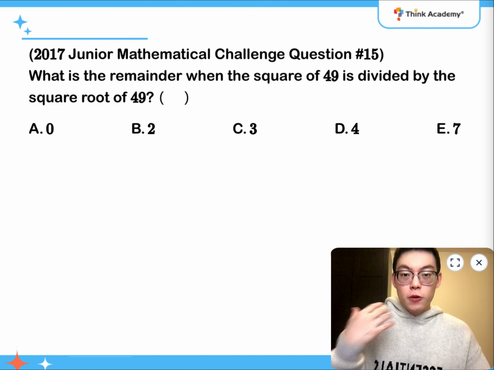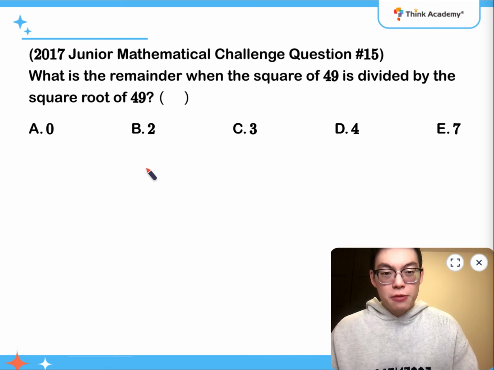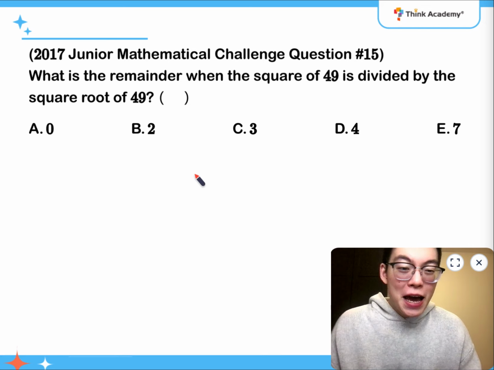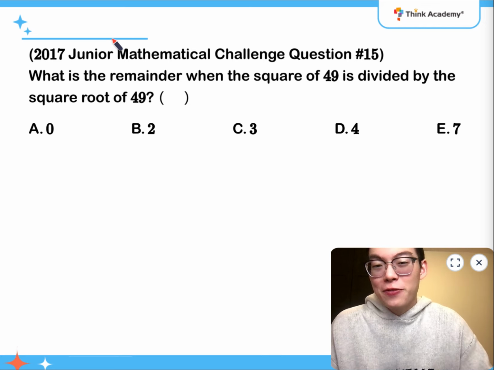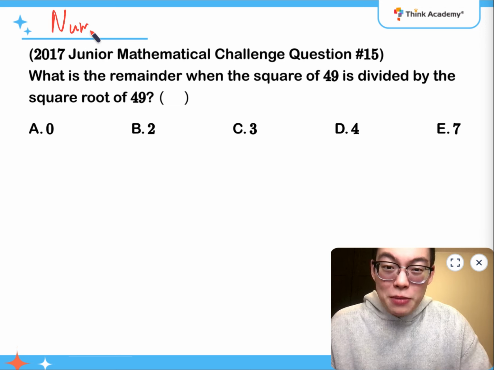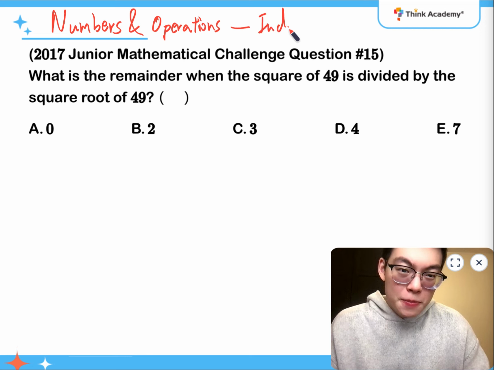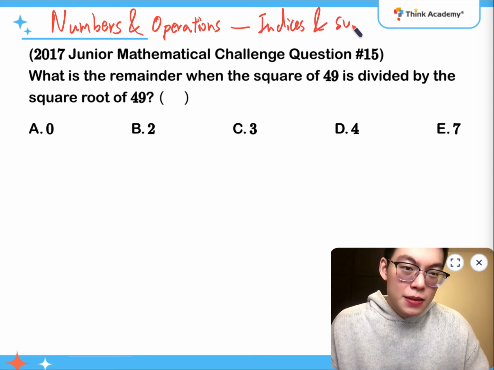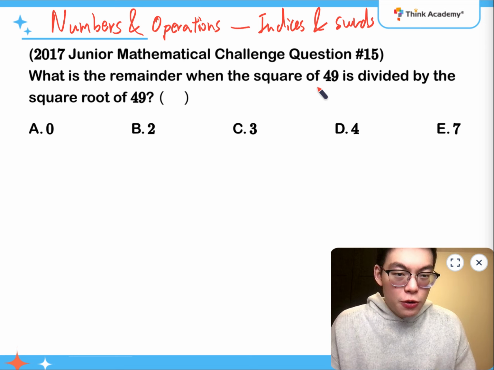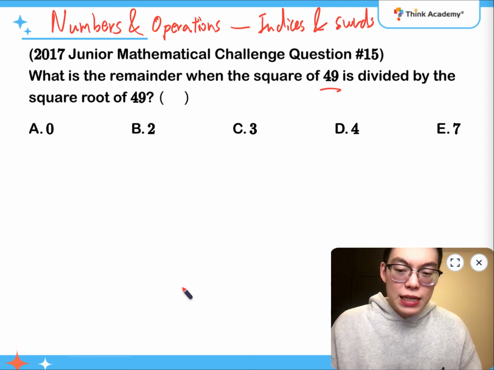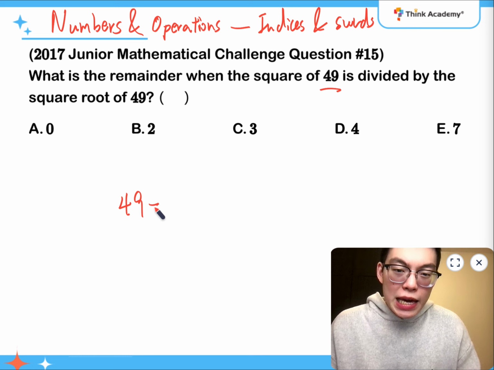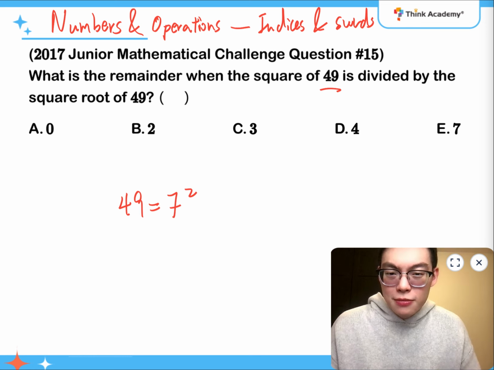Okay, so for the last question, this one is kind of simple, as long as you have learned a little bit about indices and surds before. So again, this is about indices and surds. Don't know why in this year's paper there's so many of these kinds of questions. So first of all, we need to realize that 49 is 7 squared. And then it becomes really simple.